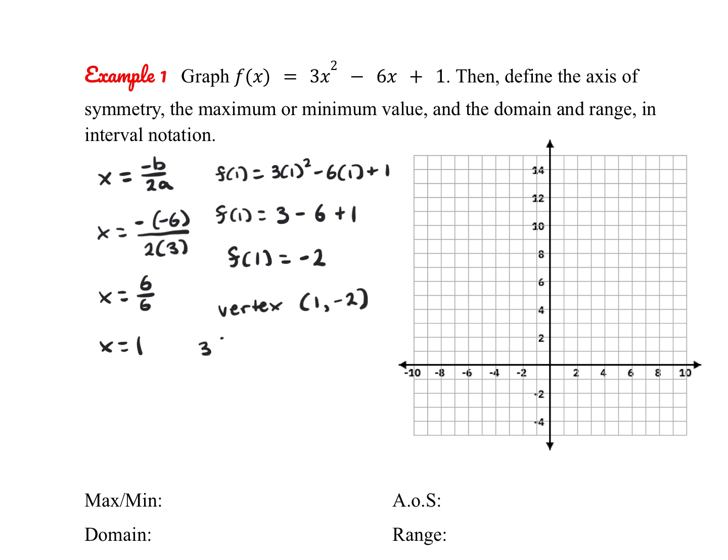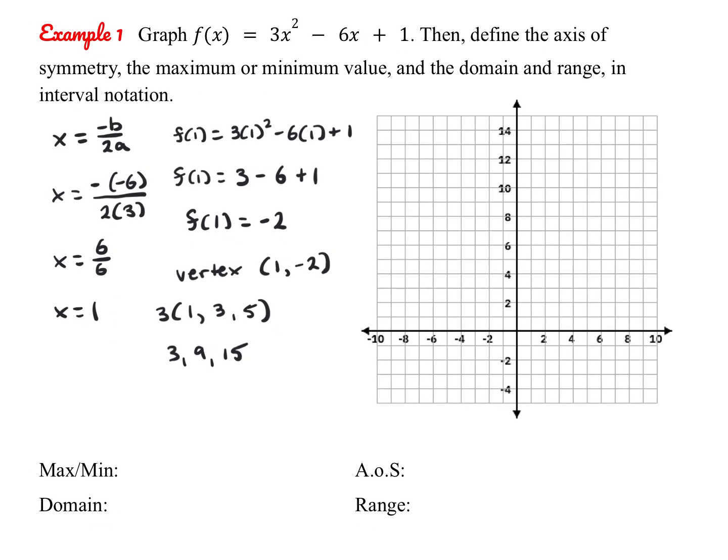And then for my vertical growth pattern, my a value is 3, so I'll do 3 times 1, 3, 5, and I get 3, 9, 15. I could continue that pattern more if I wanted to, or again, I could just plug in values to my function rather than using my vertical growth pattern. So here's my vertex. From that vertex, I'm going to go up 3 over 1, and then I'll go up 9 over 1, and that's plenty for a nice accurate graph. And then I just connect my dots.